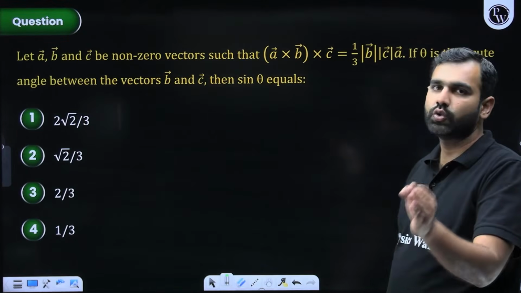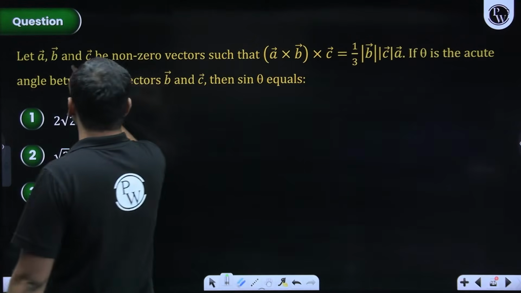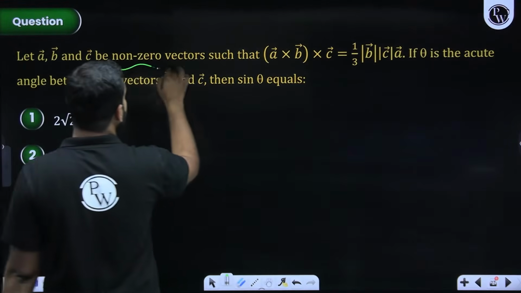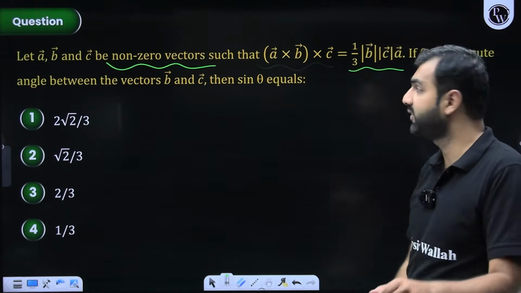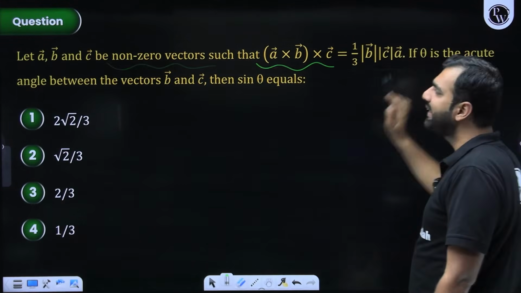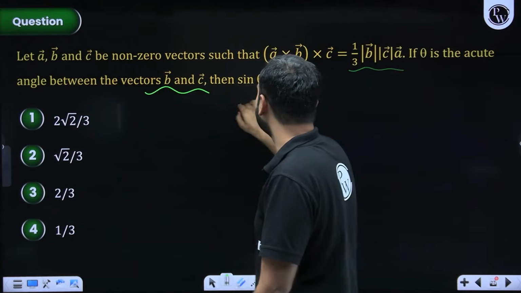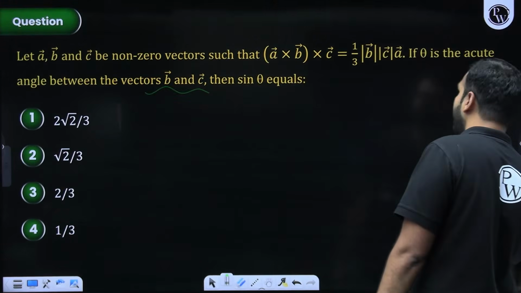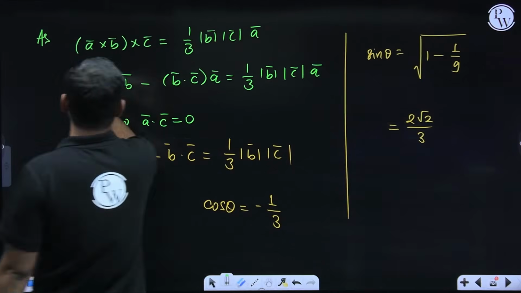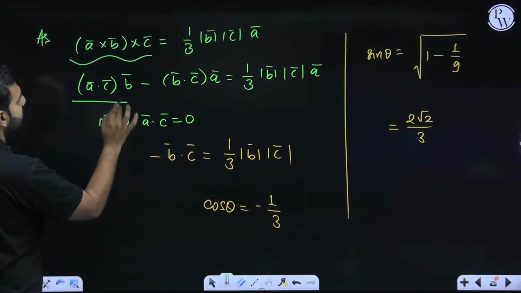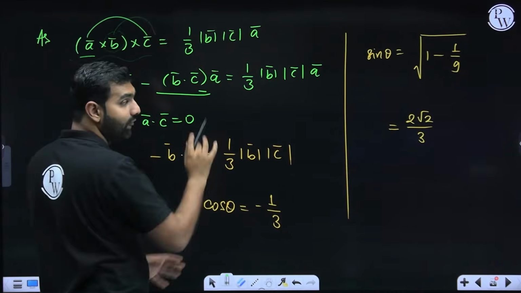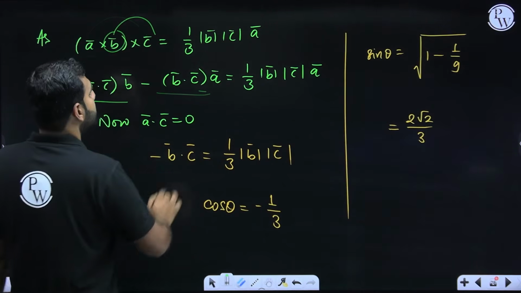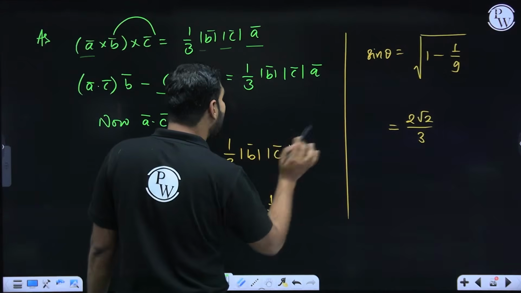Moving ahead with the next question, what does it say? Vector A, vector B and vector C are non-zero vectors such that A cross B cross C is equal to 1/3 of mod B mod C times vector A. Theta is the acute angle between the vectors B and C, then sine theta is what you need to find out. First of all, we know how to find A cross B cross C. It is A dot C of B minus B dot C of vector A, vector triple product.